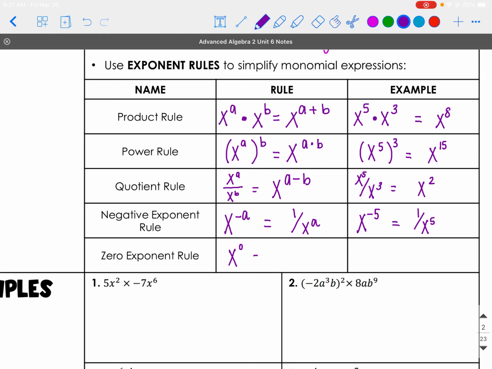And anything to the 0 power is always 1. Doesn't matter what it is. If I raise it to the 0 power, it's going to be 1. So if I have 2,753x and I raise that to the 0 power, guess what? It's 1.